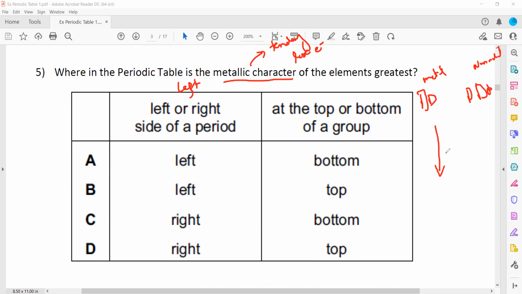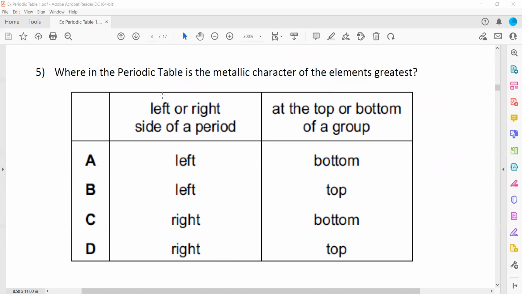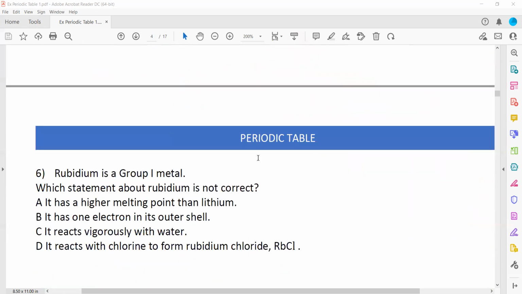And down the group, when we go down, what happens? The size of the atom is increasing as there are more shells. As there are more shells, the size is increasing, so it can lose electrons easily. So they become more metallic down the group. At the bottom of the group, they are more metallic, and on the left hand side of the periodic table, they are mostly metallic. That's why A is the right answer. And this was a repeated question. Question 1 was the same question.